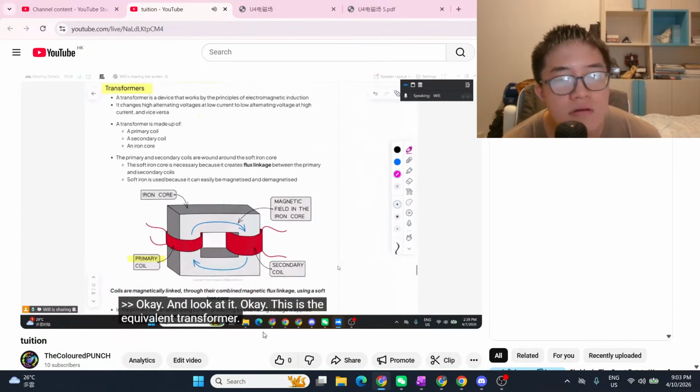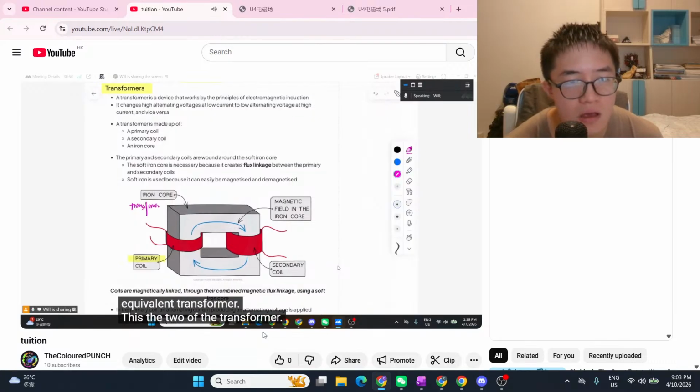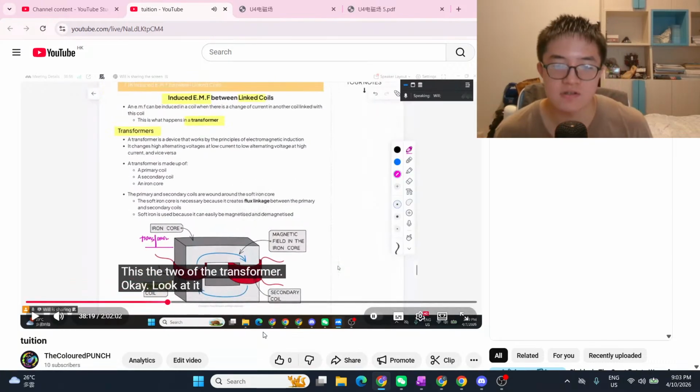Okay, look at it. This is the equivalent of a transformer. This is the tool called the transformer. I'm going to take a break for the transformer.